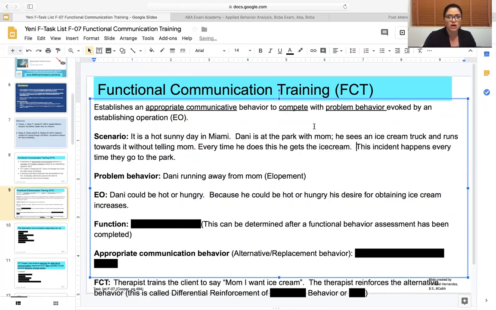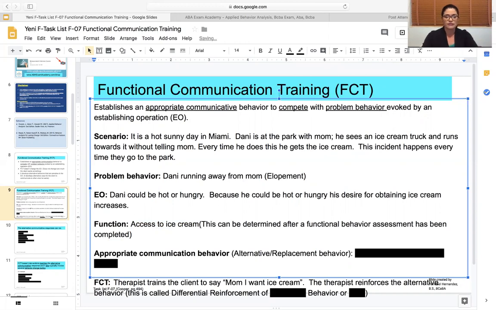That's good. Okay, so if he repeatedly gets the ice cream, then the function could be access to the tangible, access to the ice cream. And if the mom gives him attention repeatedly, then that could also mean the function is attention from mom. Okay, that's more clear. I like that, guys. Let me erase this. Slash attention from mom.